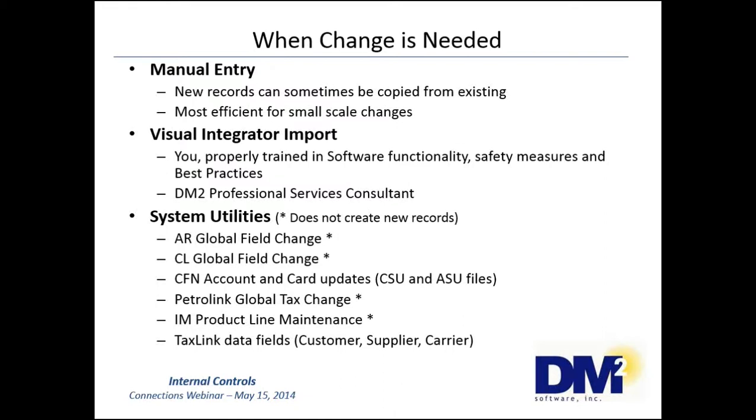Finally, there are some other system utilities you can use to update your database. The AR Global Field Change, the Cardlink Global Field Change, the CFN and Account and Card Updates, Petrolink and Bill of Lading Global Fuel Tax Updates, Inventory Product Line Maintenance Defaults, and the TaxLink Data Field Import.